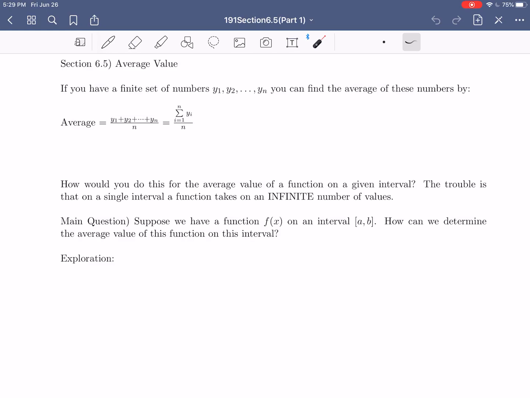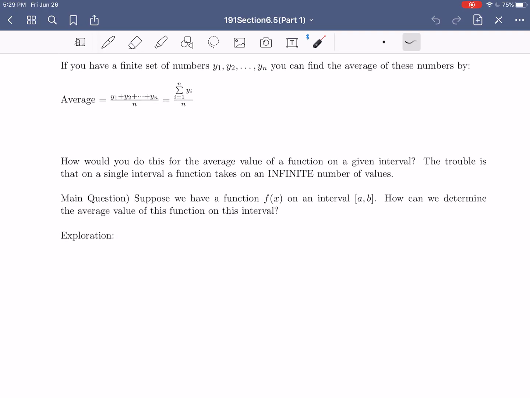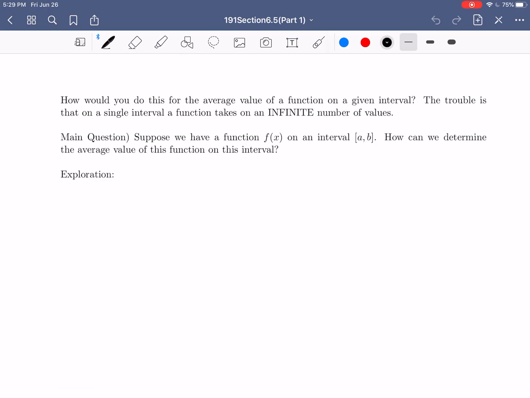If you think about that, in any real interval, no matter how large or small, even the interval 0 to 1, there's an infinite amount of x values in there. And since there's an infinite amount of x values, there's an infinite amount of function values, since we evaluate the function at every real number in the interval. So how do we take an infinite number of values and get their average? Our big question is, if we have this function f of x on some interval a to b, how can we calculate the average value of this function? Let's explore this idea and see what we can come up with.